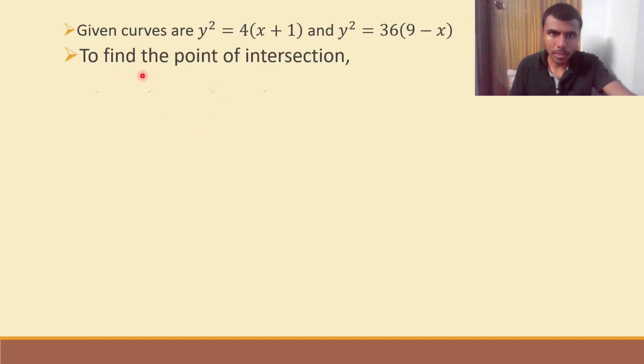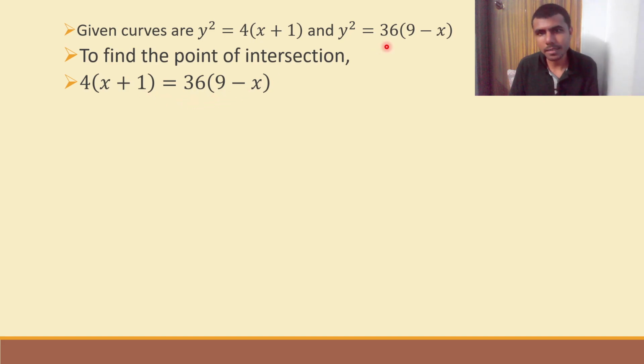So 4 into x plus 1 is equal to 36 into 9 minus x. Basically I'm solving these two curves. To get the point of intersection, I need to solve these two curves. For solving, it is very easy here since it is y square, y square. Just equate these two so that I can get the value of x. A very simple calculation.